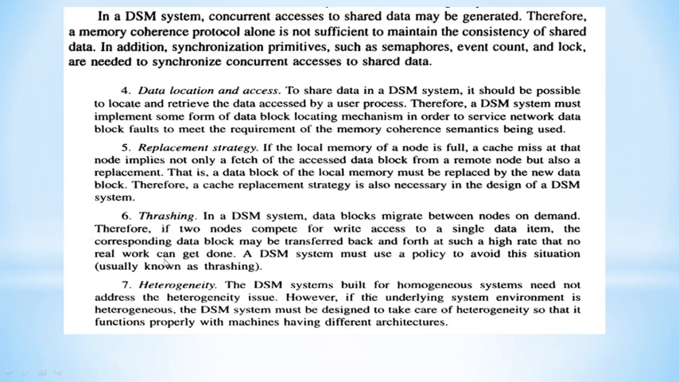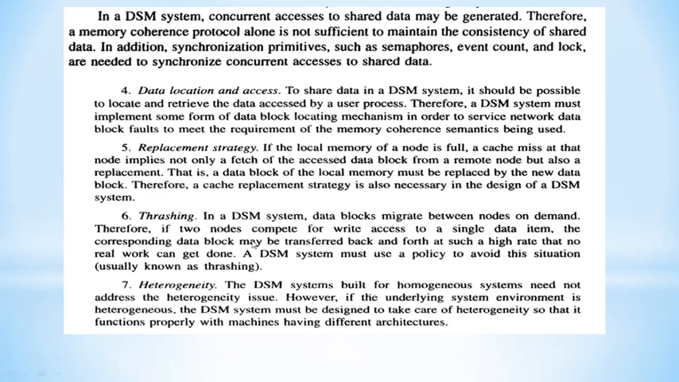And the sixth one is thrashing. We discussed that the data blocks may migrate between the nodes on demand. So a data block may go from the first node to the second node, or from the second to the third to the first, like that. They can migrate on demand. Migration means they can move to a particular node when there is a request for that data block.